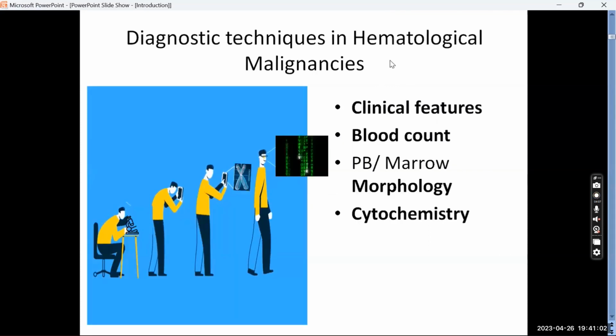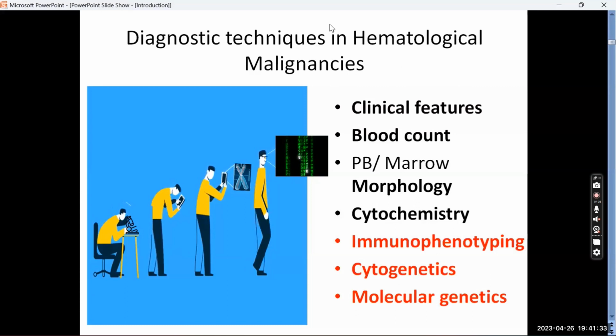So to start with, initially the diagnosis of hematological malignancies was based on clinical features, blood count, morphology, and cytochemistry. Of course, if you go 15 to 20 years back, the cases were diagnosed basically only by these findings, like the total count, morphology, or cytochemistry at the maximum. But now things have changed a lot. You have auxiliary techniques, and now we are at a point where it is inevitable to give a good diagnosis without these auxiliary techniques.